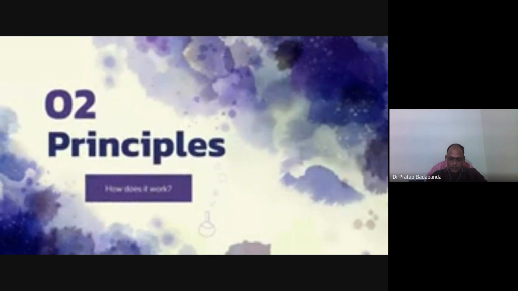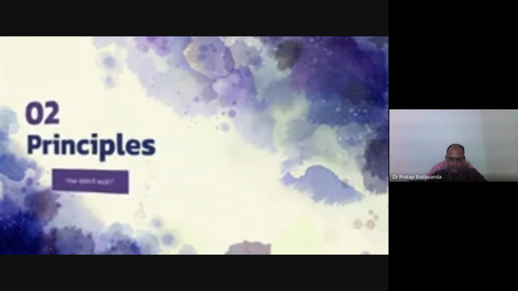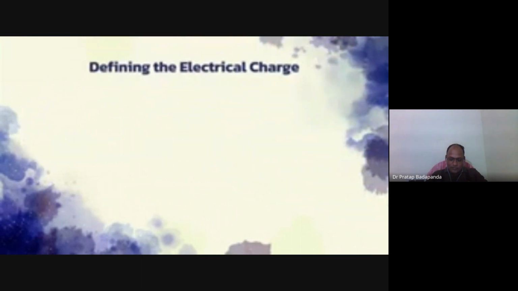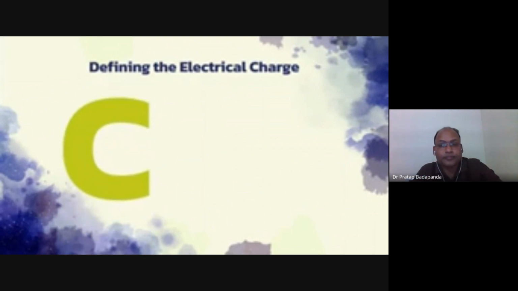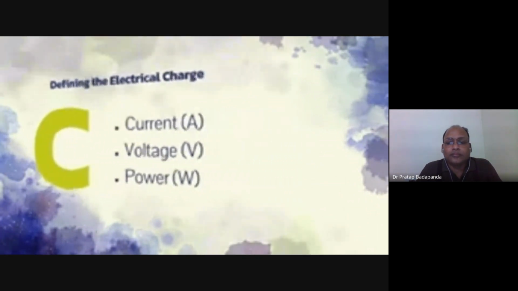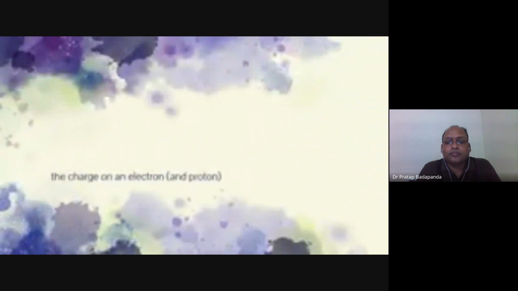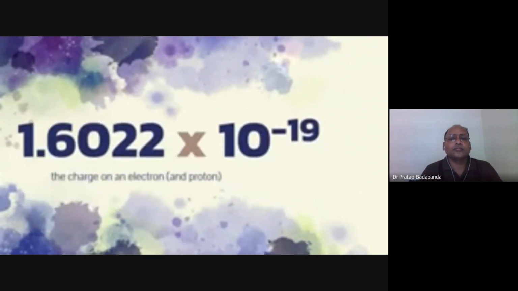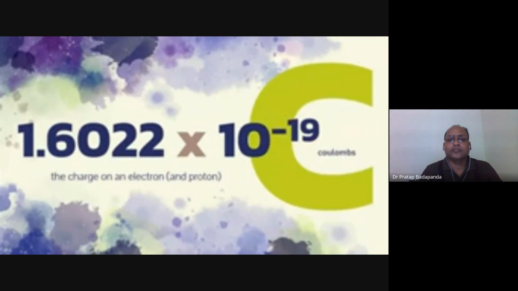Now, let's dig deeper into the working principles behind coulometry. First, let us define what is an electric charge. Electrical charge, with the unit C, is the basis of the other electrical quantities, such as current, voltage, and power. The charge on an electron and proton is defined as 1.6022 times 10 to the negative 19 coulombs.